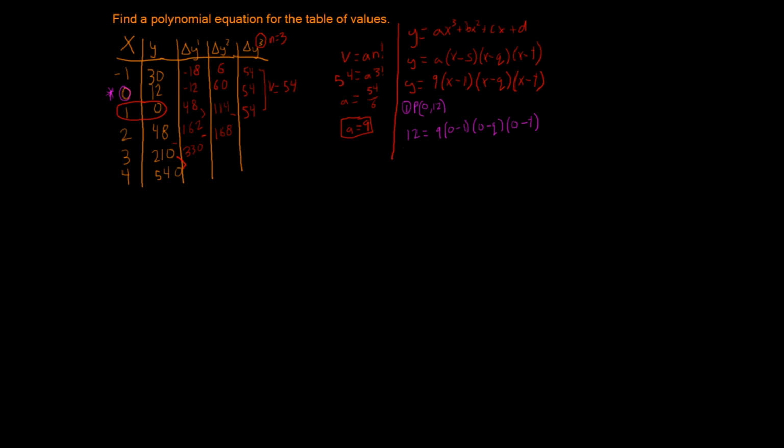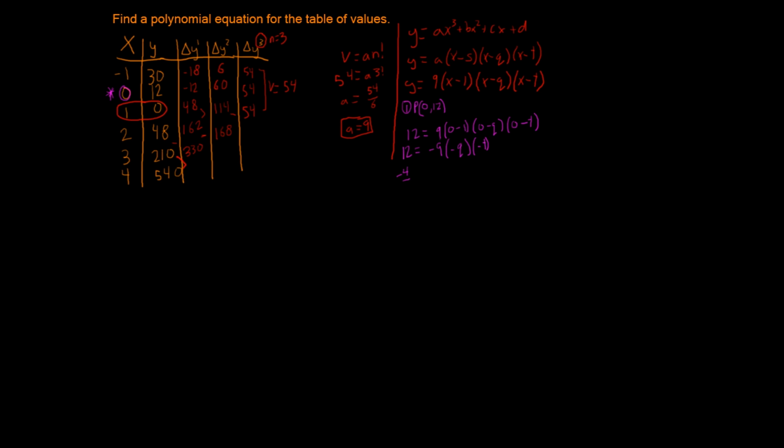So then we know that 12 will be equal to, what's 9 times negative 1? That's just negative 9. And 0 minus q is just going to be minus q. And 0 minus t is just going to be minus t. So now if we wanted to, we could divide negative 9 from both sides, and we would get negative 4 over 3.